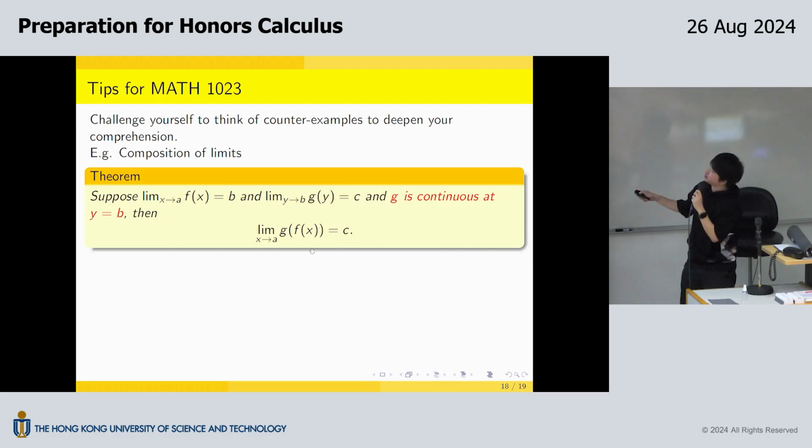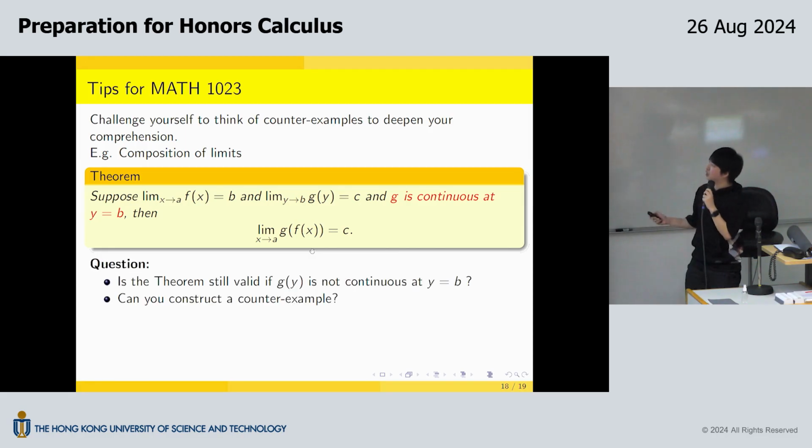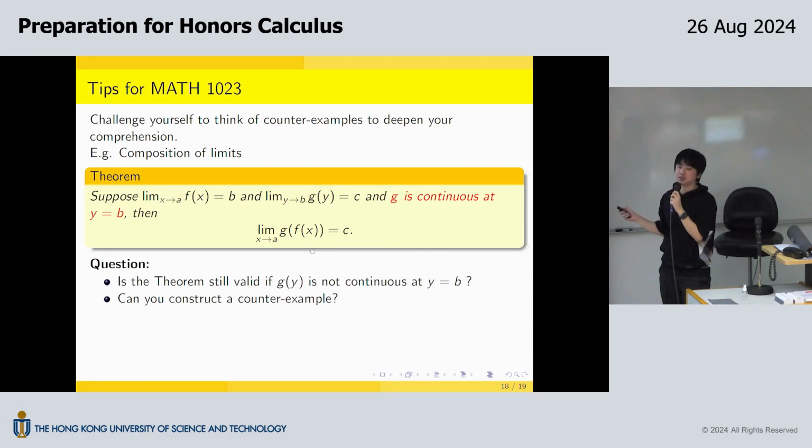But actually, in this theorem, there is an extra assumption behind why this works. You need to assume that the function g is continuous at y equals b for this composition to work. Now the question you can ask yourself is: is this theorem still valid if you remove this assumption? And if not, can you construct a counterexample to it?